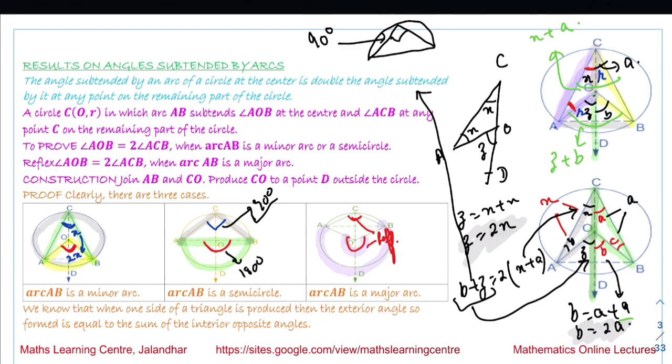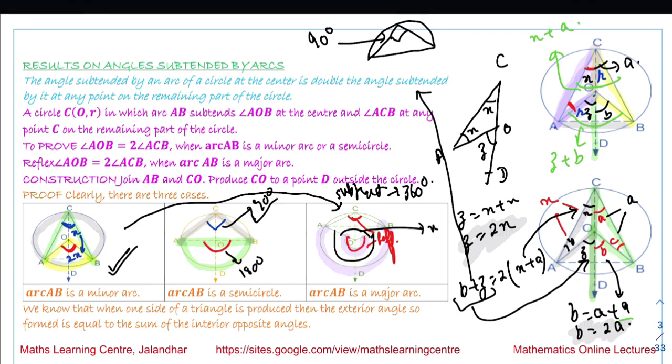And in the third case, we can prove that for the major arc AB, the similar result holds, because for the minor arc the result holds. To prove these results, we will subtract the angles from 360 degrees, because if the measure of this angle is x, then the measure of this angle will be 360 minus x, and we will be able to prove the result for this third case also.